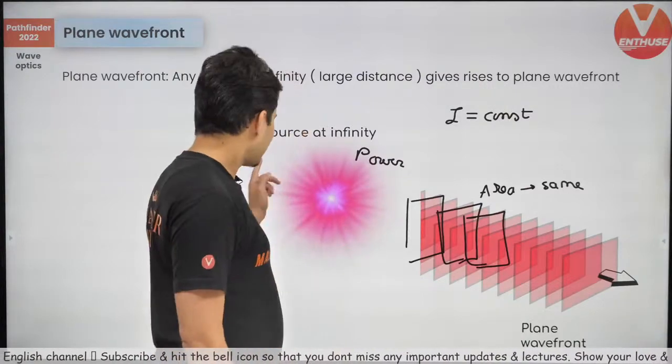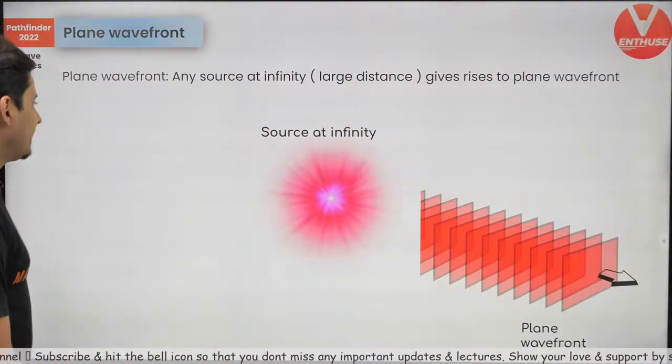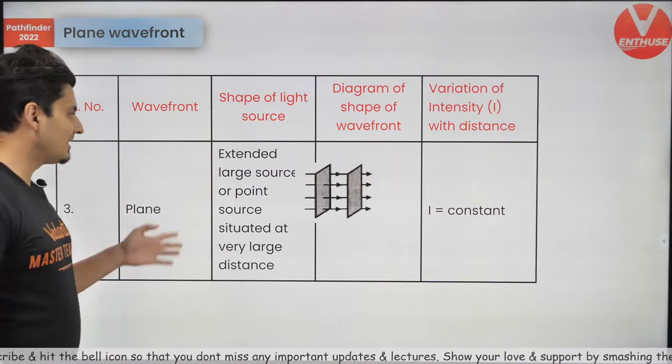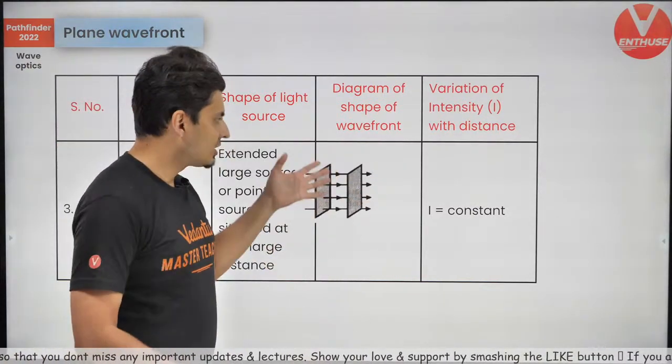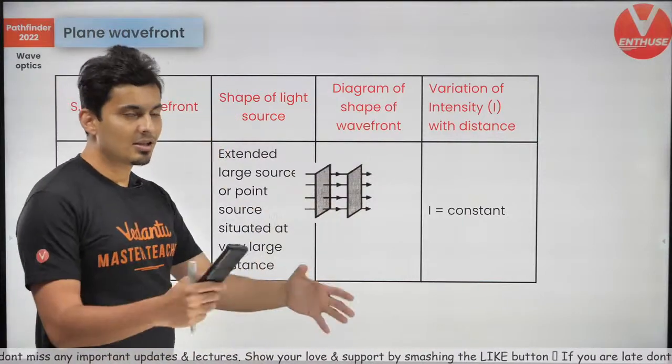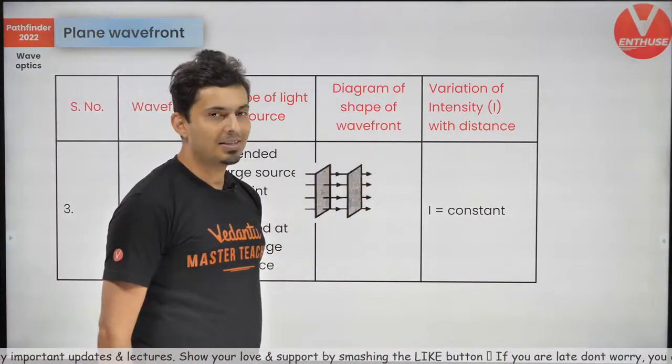Okay, cool. So what do we have over here? When you have a plane source, it creates plane wavefronts, and these plane wavefronts do not grow in size, so their area remains the same, the distribution remains the same, the intensity remains constant.